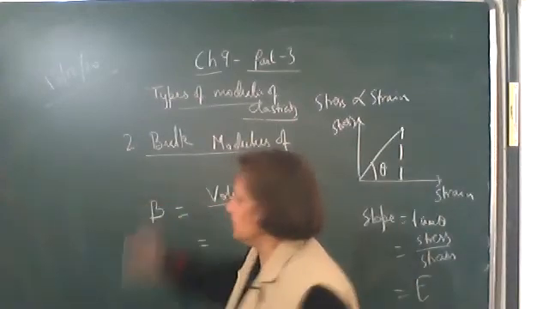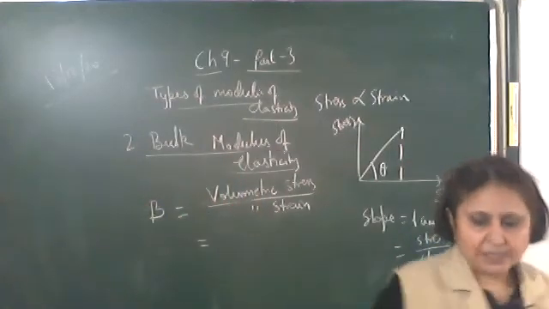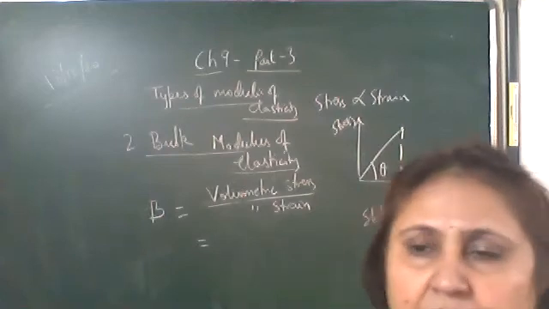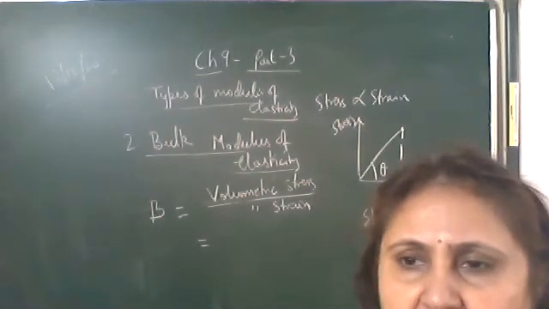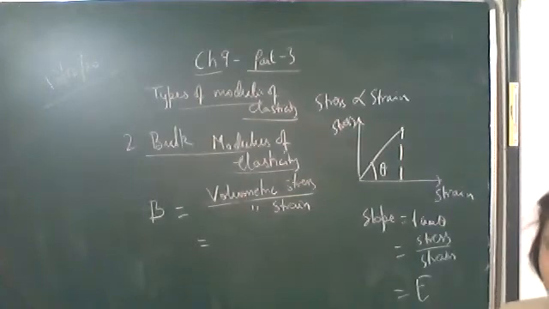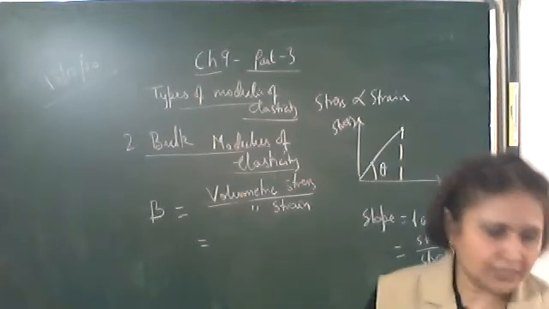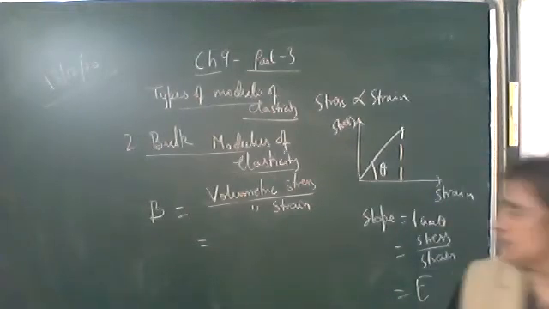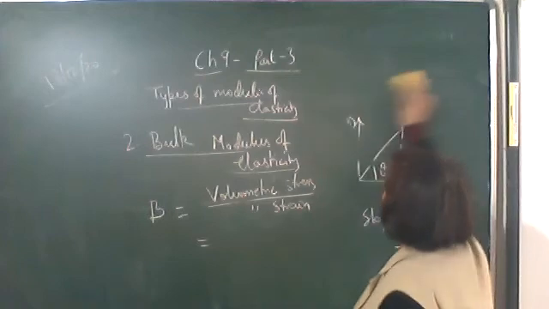which is denoted by B. So bulk modulus of elasticity, you can define it as the ratio of the volumetric stress to volumetric strain. But the deforming force should be within the elastic limit. So how is it defined? Within the elastic limit, the ratio of the volumetric stress to the volumetric strain, we call it the bulk modulus of elasticity.